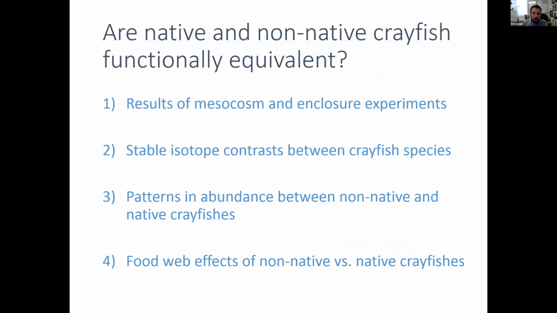So I'm going to walk through what we know about functional differences between non-native and native crayfish from a number of different approaches to asking this question. That includes results of mesocosm and enclosure experiments, stable isotope studies looking at diet between native and non-native crayfish, patterns in abundance between native and non-native crayfish, and then whole food web effects, again often inferred by stable isotopes. Does a food web change after a crayfish invades?